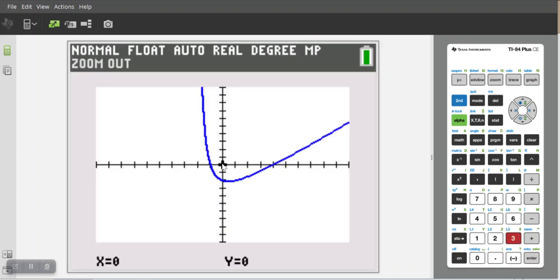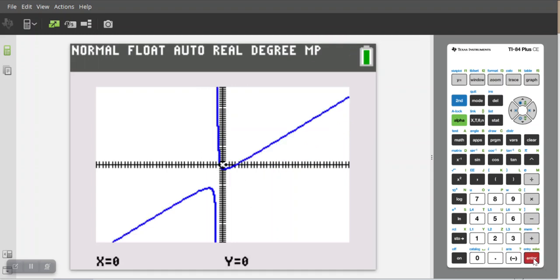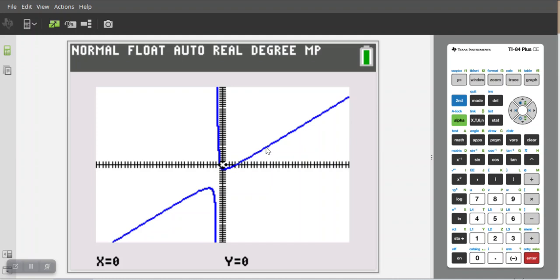And then for our purposes, I'm just going to center my window at the origin again, but I do want to zoom out. Oh, and look, there's a second branch to this function that didn't show up in that original window, which is a fairly standard window to be using, but it did not show the second branch of this hyperbola.